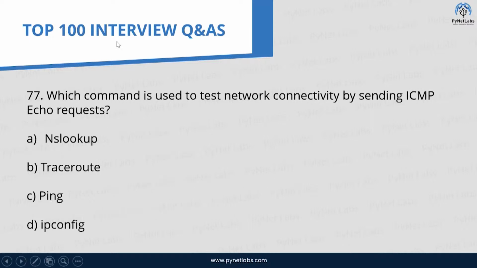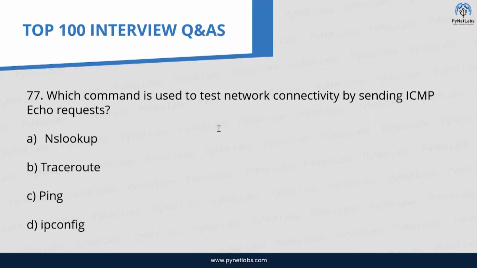Now, question number 77. What command is used to test the network connectivity by sending ICMP request? NSLOOKUP, traceroute, ipconfig, these are not the commands, right? So we know that to check the connectivity, the ping is the command. We are going to use that. So the option C is the correct answer, which is ping, used to test the network connectivity by sending some ICMP echo request to whatever the targeted host IP address you are going to try and ping with.